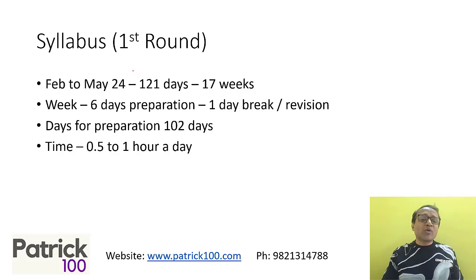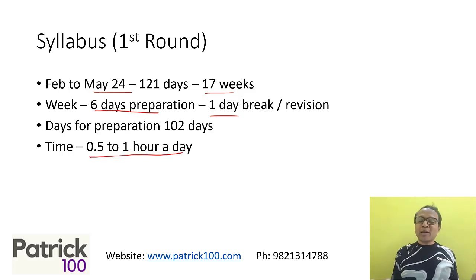So during the first round, you have 121 days or 17 weeks. So prepare for 6 days, and maybe 1 day you can take a break. For DILR, approximately half an hour to 1 hour every day should do. It is not that you have to do quant and DILR both on 1 day. It is possible that you take two days of quant and 1 day of DILR. That is also fine. So every 3 days, maybe you can spend a couple of hours on DILR. Perfectly all right. So depending on the time available, you can spend more time. I'm just saying the minimum time required, assuming that you're working or you're in college, etc.